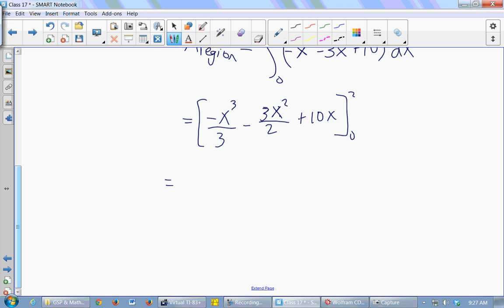Plug in a 2 and I get negative 8/3. 2 squared is 4 times 3 is 12 minus 6 plus 20. And then when I plug in a 0, I get 0.